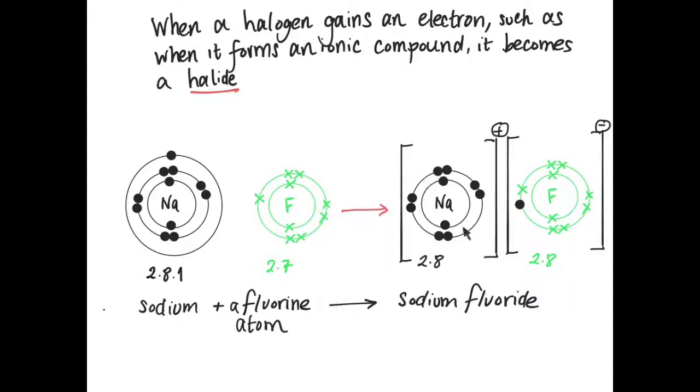The sodium becomes positive because it's lost a negative electron. Remember, we show that the sodium is positive by the plus sign there. The fluorine becomes negatively charged. We show that with a negative sign. And the whole compound is called sodium fluoride. Notice the ide ending. So fluorine, when it gains an electron and becomes negative, becomes fluoride.